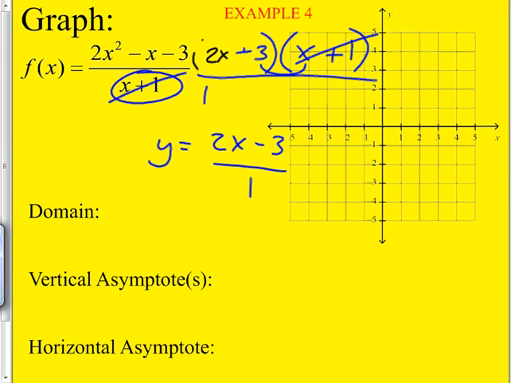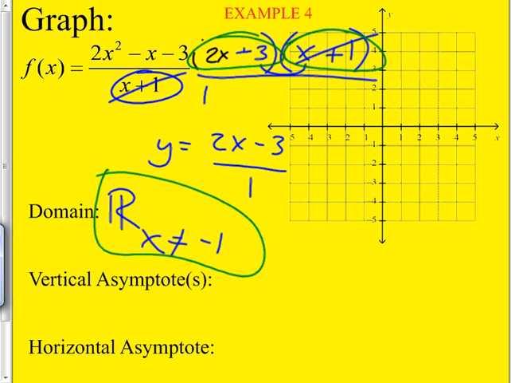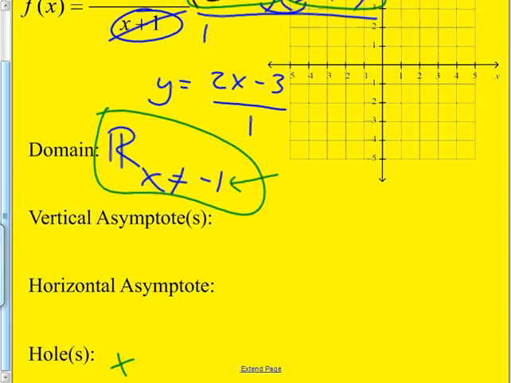Why does that matter at all? It doesn't until the very end. This is still all reals except x cannot be, what are the things that can crash my function? Can't be -1. Nope, there's only one thing on the bottom. Don't think about the top. If the top becomes 0, it will not crash. 0 on top's okay. It's just 0 on the bottom. All right, so it's just this. Then this thing is either a hole or an asymptote. Which one is it? It's a hole.